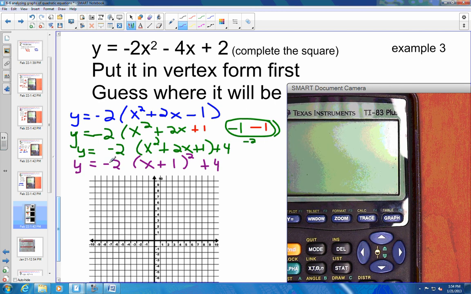The negative means it's facing down. 2 means it's a little bit more narrow than a normal one. It's going to be shifted left 1 and up 4. So let's start with that. Left 1 and up 4 puts the vertex here. And it's going to be facing down and a little bit more narrow than it normally would be.